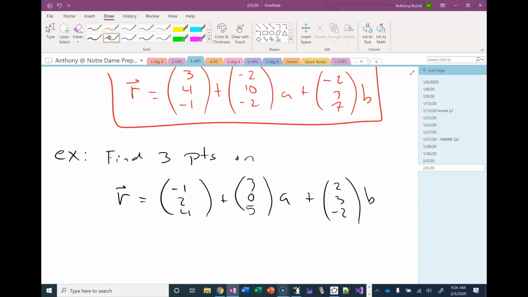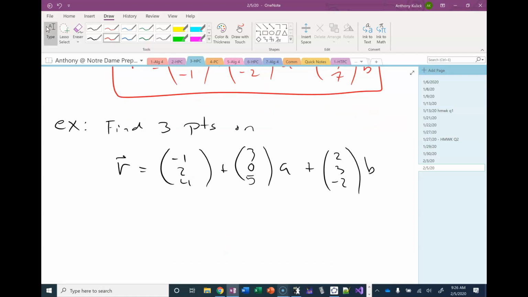So what if we wanted to find 3 points on this plane? Remember how we found points on a line just a moment ago? You pick the values for t, the parameter. Here we have 2 parameters, so we're just going to pick 2 values, one for a and one for b. You can really pick anything you want, but why make your life hard? So if I pick a to be 0 and b to be 0, basically those last 2 vectors just disappear, and I'm left with the point -1, 2, 4. Is everybody okay there?